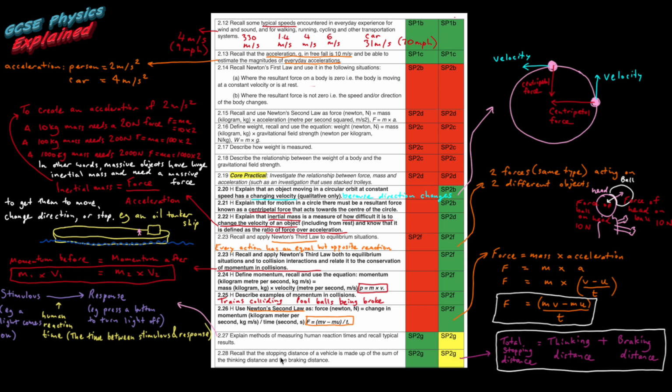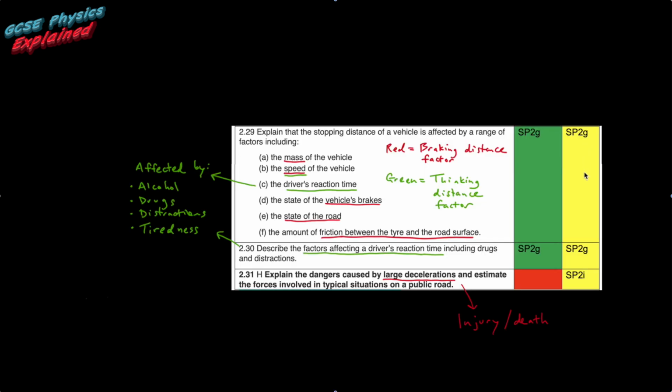You've got to be able to recall that the stopping distance of a vehicle is made up of the sum of the thinking distance and the braking distance. So total stopping distance equals thinking distance plus braking distance. For the higher tier, this is all yellow. For the foundation tier, it's green, and then you don't need to know that last bit there.